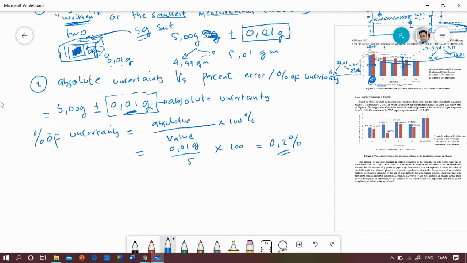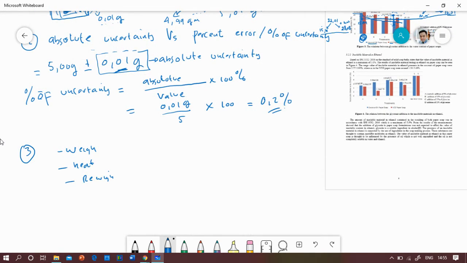Okay, so now how do we propagate our uncertainty? Maybe after you weigh this 5 gram, the procedure says to heat it and then re-weigh. The weight at first is 5 gram, so 5.00 gram plus minus 0.01 gram. After heating, for example, it becomes 4.54 gram plus minus 0.01 gram, because it's using the same balance.